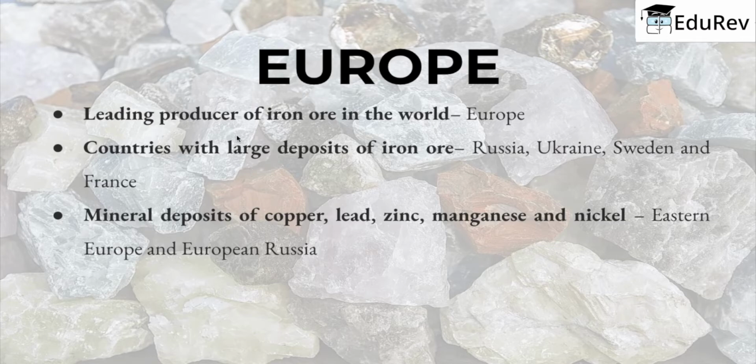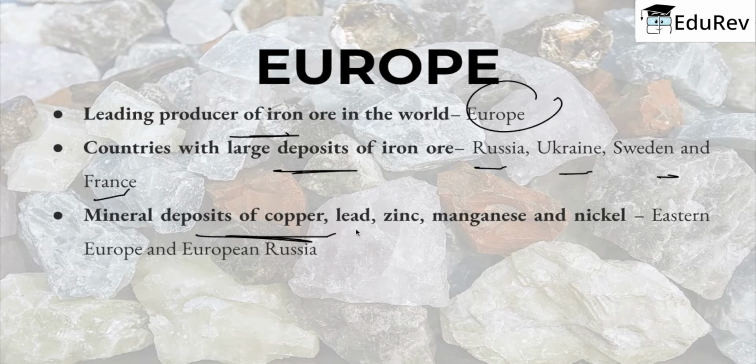In Europe, the leading producer of iron ore in the world is going to be, okay, it's Europe. Then the countries with the large deposits of iron ore are your Russia, Ukraine, Sweden, and France. Then the mineral deposits of copper, lead, zinc, manganese, and nickel are going to be in your Eastern Europe and European Russia.